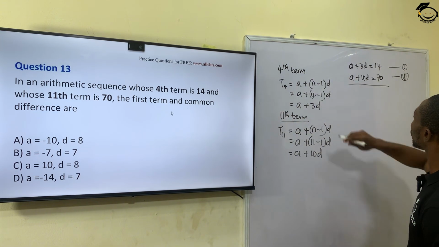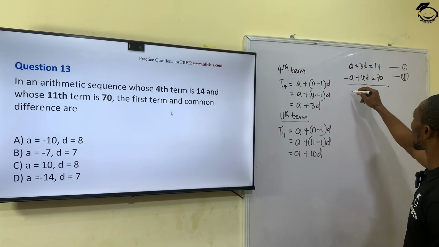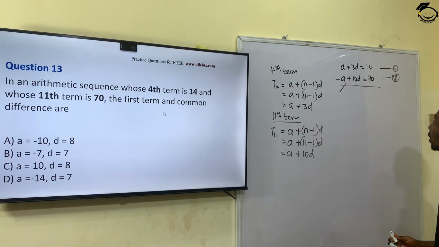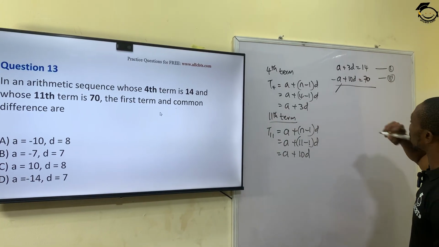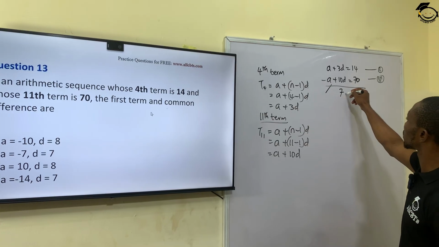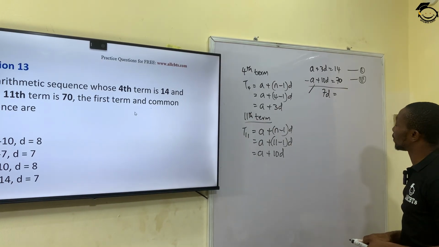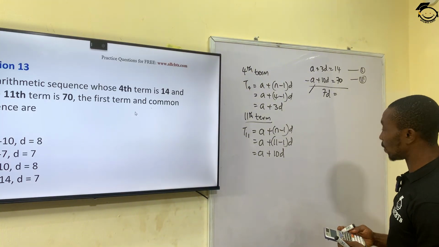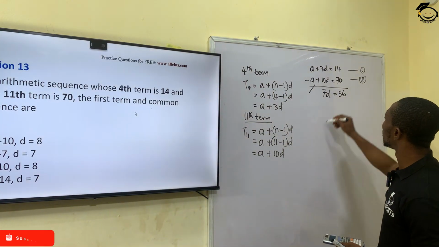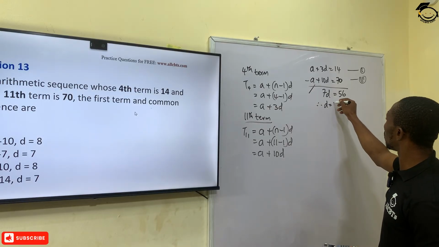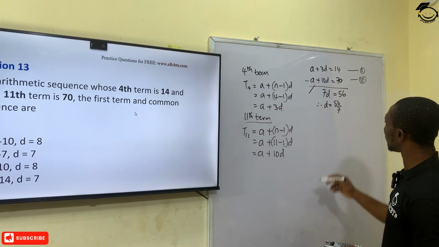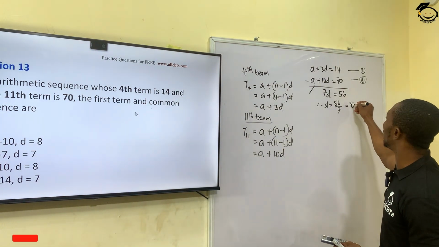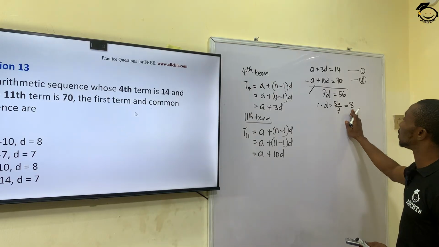So solving this out, a is common, so we can subtract. a minus a will cancel out, leaving us with 0. 10 minus 3 will give us 7d equals 70 minus 14, which would give us 56. So our d equals 56 over 7. So 56 divided by 7 would give us 8. So our common difference is 8.